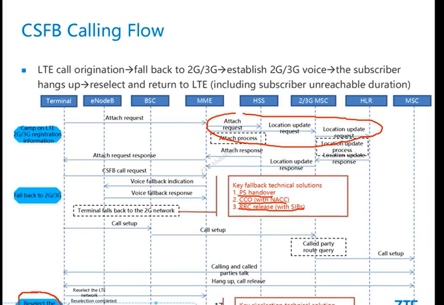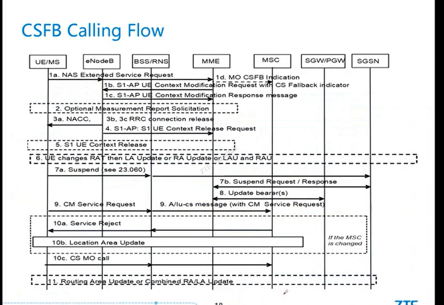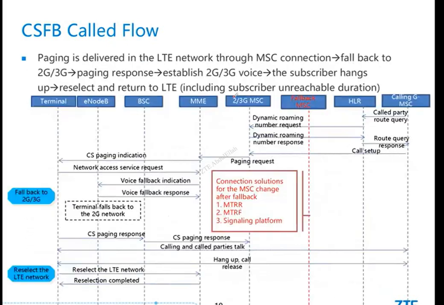So we also have a technology named fast return. So for the next pages, we will study the fallback technologies and return technologies. So this is the CS fallback calling flow. Okay, this is the same as the previous slide, but just explained in more detail. This is the CS fallback call flow.